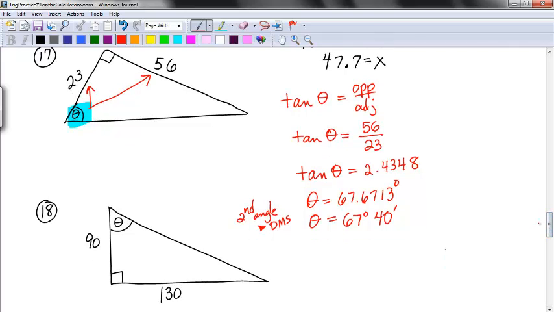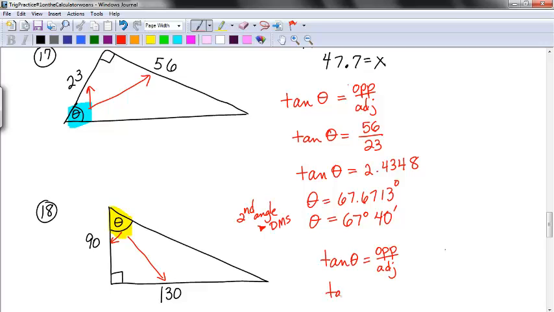Another example. This one, the right angle's down at the bottom. Put your right angle down here. We're solving for theta. In terms of this angle, what's this side? Opposite, and this side? Adjacent, because it's touching. So opposite and adjacent, so tangent would work. Tangent of theta is opposite over adjacent.